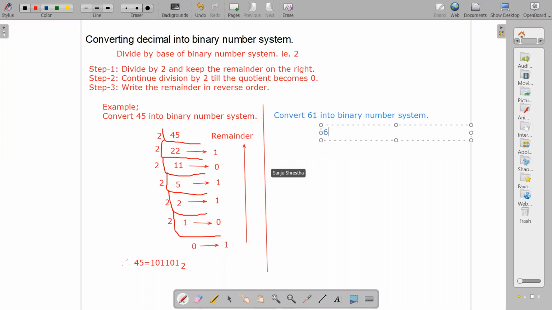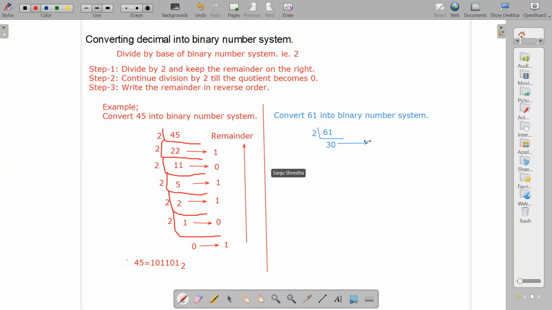Now, this 61 also we have to divide by 2, not by other number. Always we divide by 2. Now 2 how many times to get 61? 2 3s are 6, 2 zeros are 0. So 2 30s are 60.